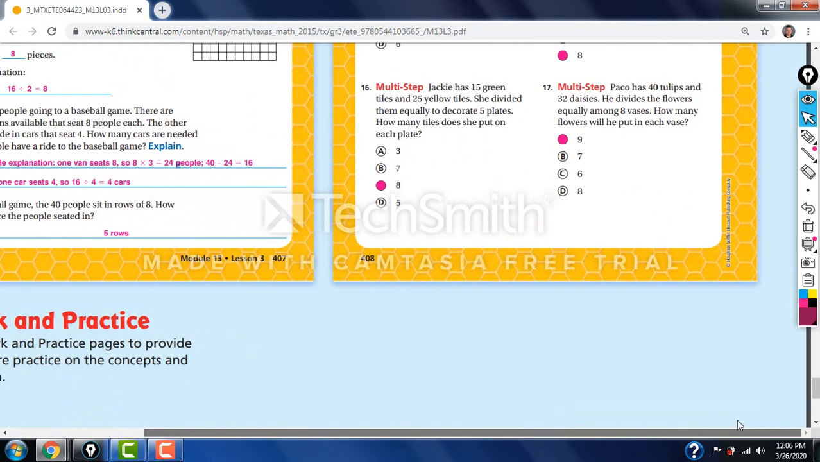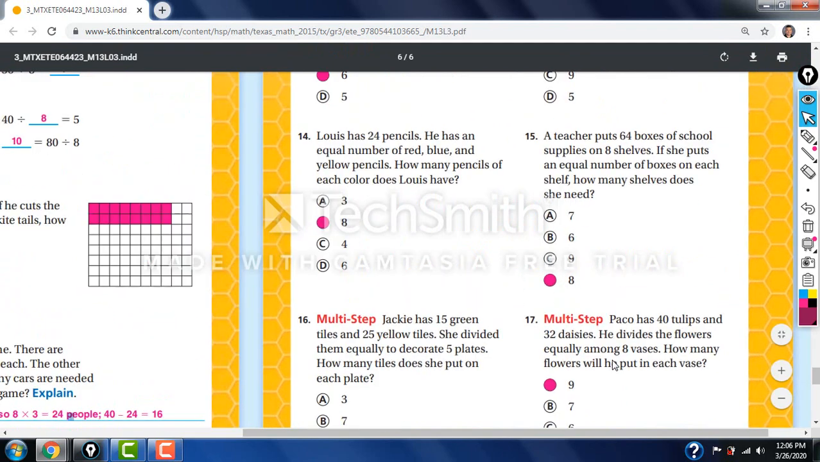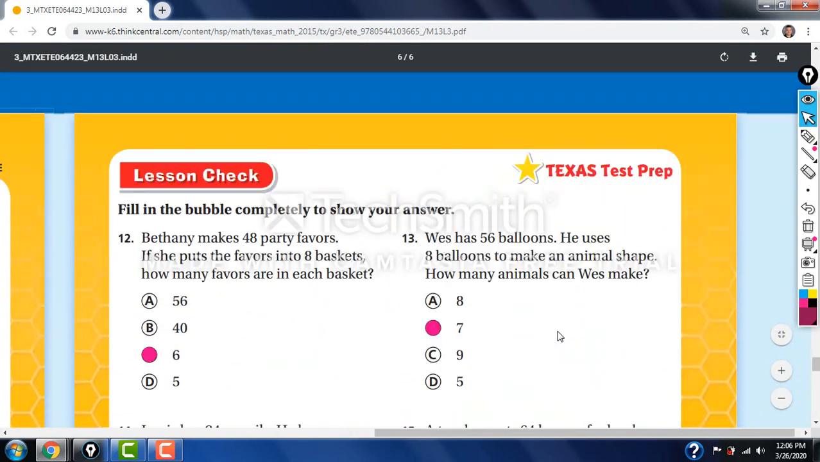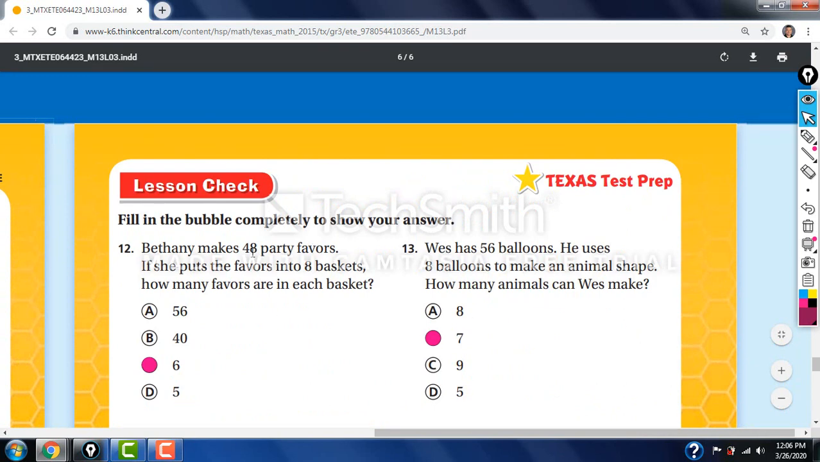And let's go to this page right here. So Bethany makes 48 party favors, and she puts the favors in baskets of 8, so 48 divided by 8 equals 6. That's fairly easy. Wes has 56 balloons. Highlight that. He uses 8 balloons to make an animal shape. How many animals can Wes make? Divide 56 divided by 8, and that is 7.